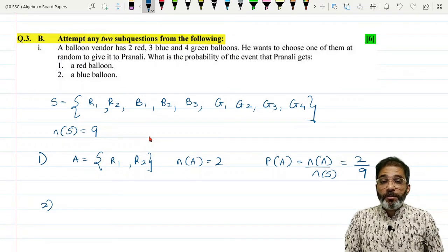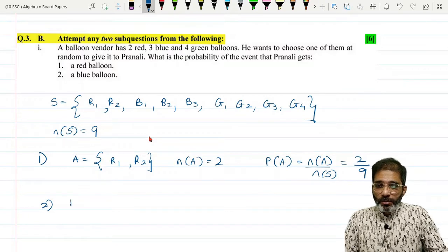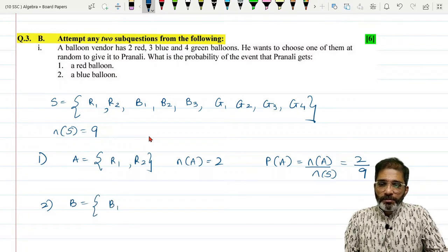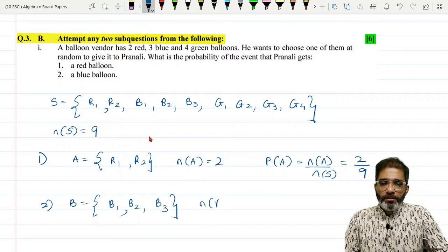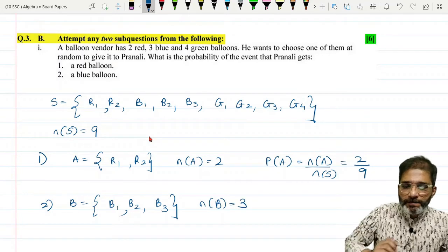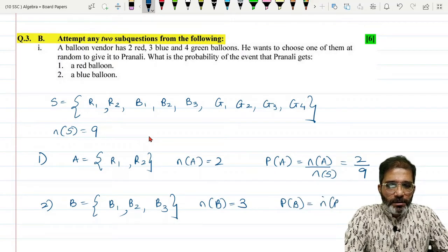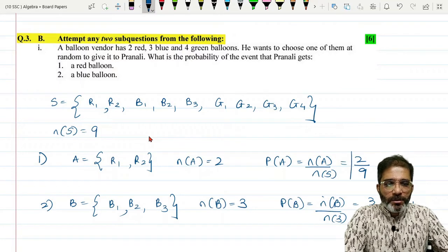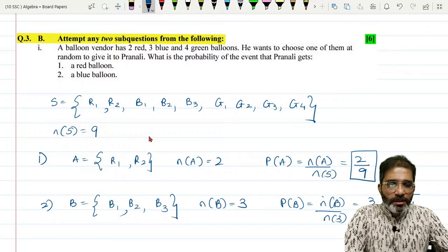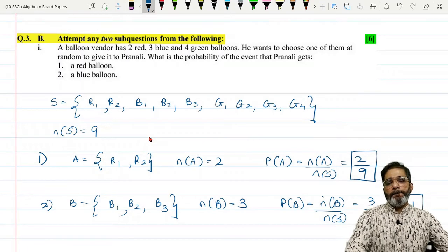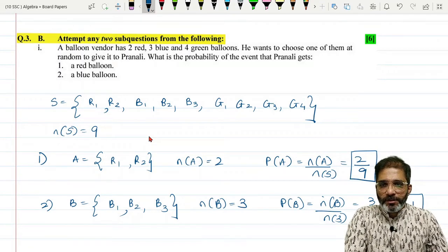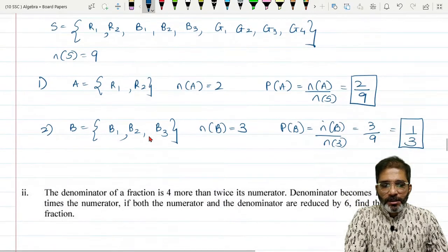Let's see the second one. You have to find the probability of a blue color ball. So let that event be B. So that is B1, B2, B3. Okay, so n(B), there are total 3 outcomes, students. So the probability of B is n(B) upon n(S), that is 3 by 9. When you reduce, the answer is 1 by 3. So we got the first answer as 2 by 9 and the second answer as 1 by 3. Okay, that is the first sum of question number 3b. Let's see the second one.